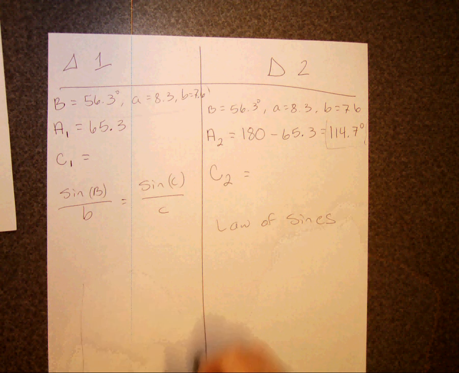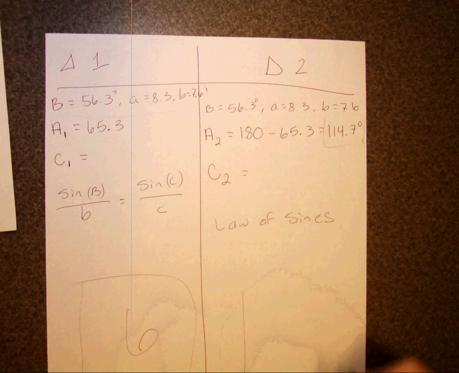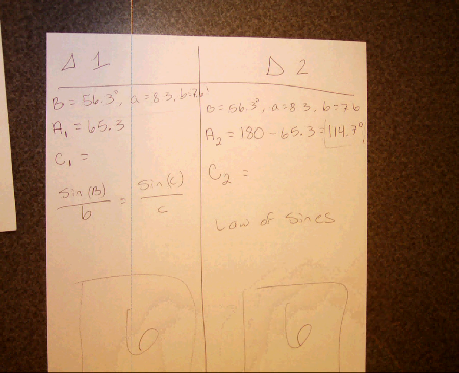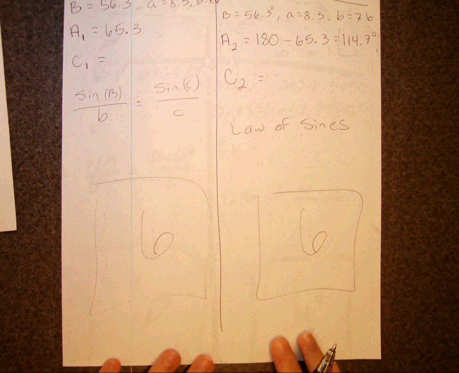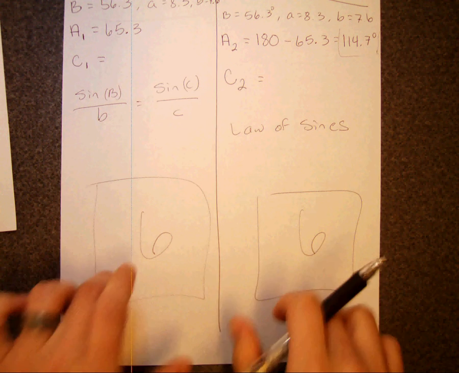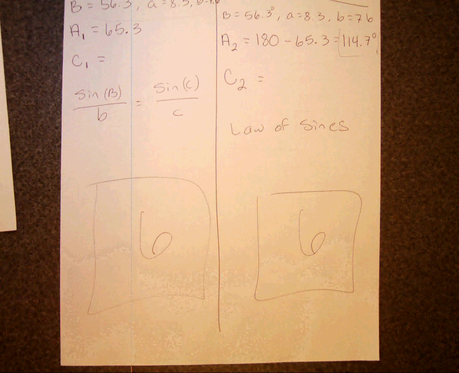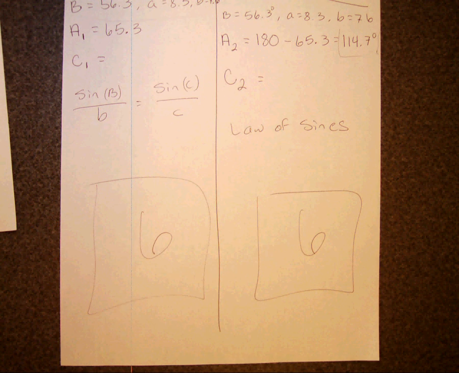And then I'll have 6 answers here, and I'll have 6 answers here. So when you come up with the ambiguous case of two triangles, you will have 12 total answers at the end. Okay? All right. That's all for law of sines.